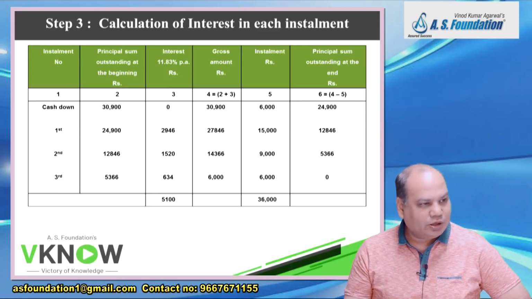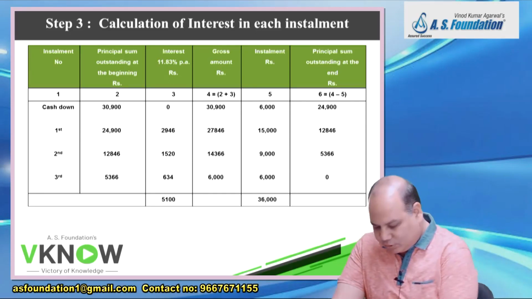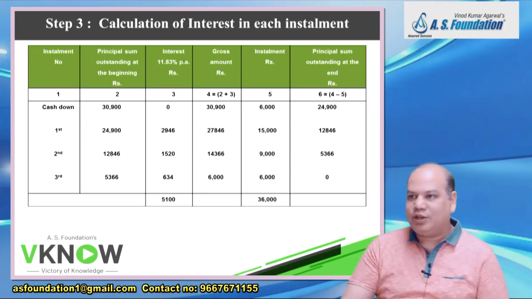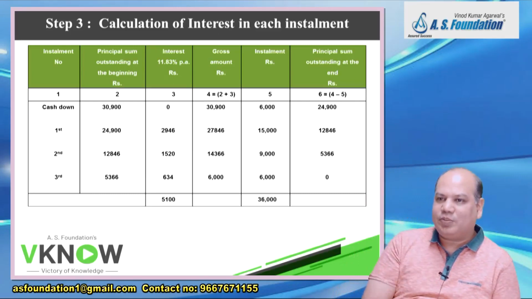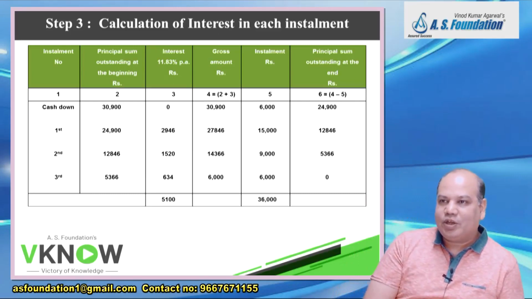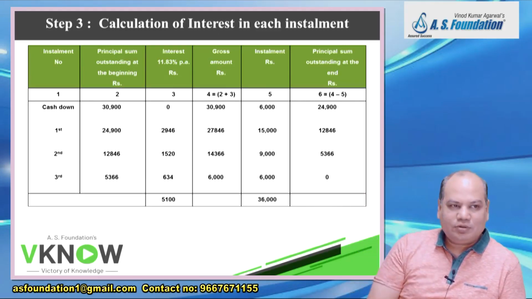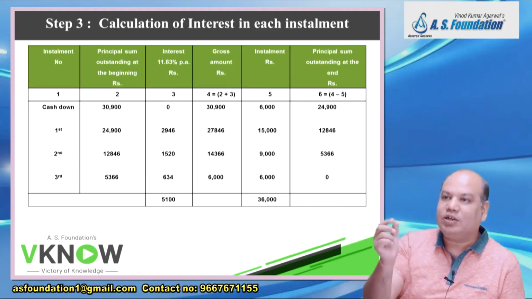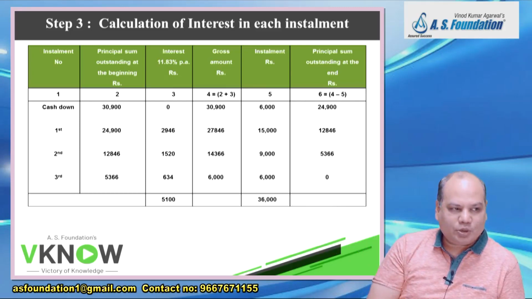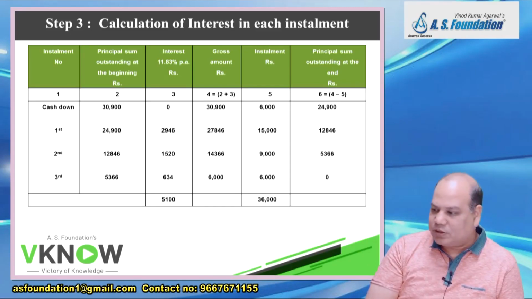Are you getting 11.83%? Everybody 11.83%? Some of you might get 11.84 also, 82 also. Some difference can be there between two answers. If two students have taken two different rates, start rate, end rate, their answer will also be slightly different. Slightly means in points only. Gross amount, installment rupees, principal sum outstanding at the end.